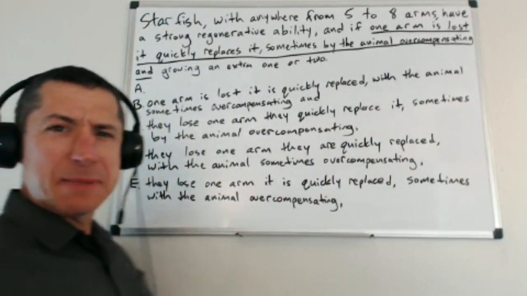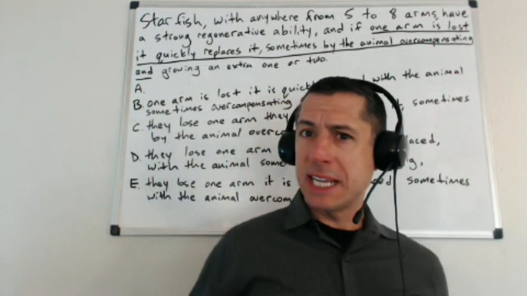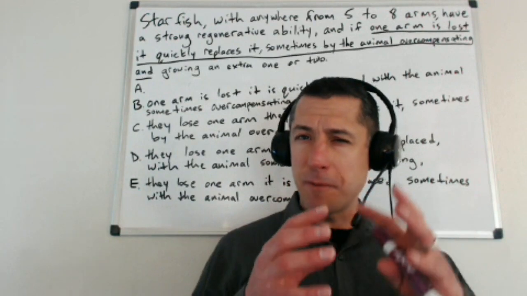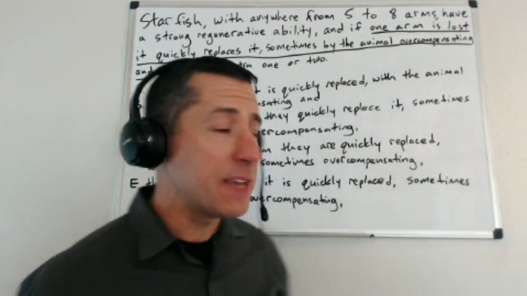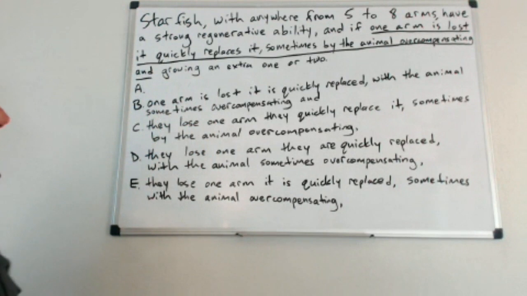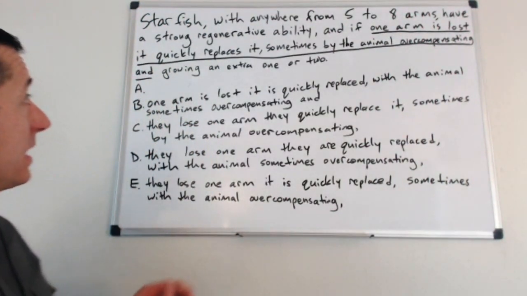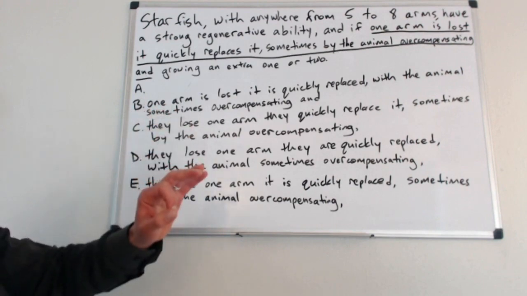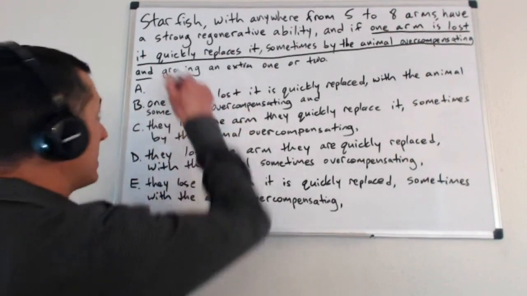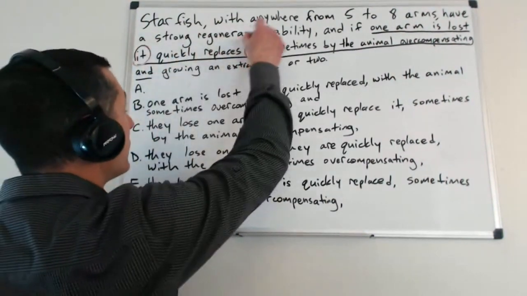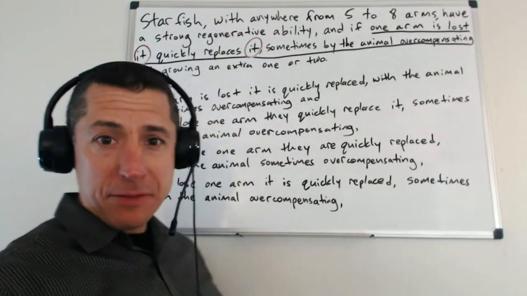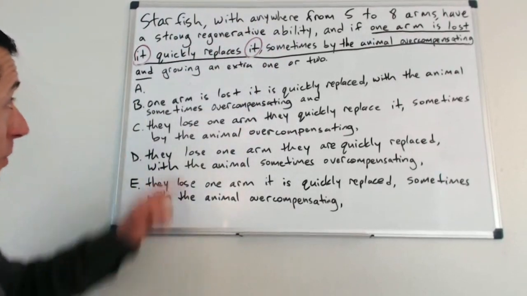Okay, so this is about as messy as a pronoun question gets in some ways. We're dealing with all kinds of issues here of meaning connecting with the mechanics of it. Starfish with anywhere from 5 to 8 arms have a strong regenerative ability, and if one arm is lost, it quickly replaces it, sometimes by the animal overcompensating and growing an extra 1 or 2. Okay, so hopefully those its are jumping off the page at you since you're halfway through a pronoun video.